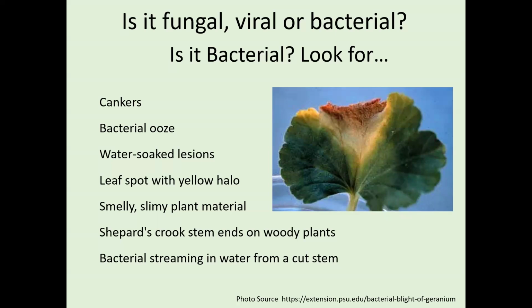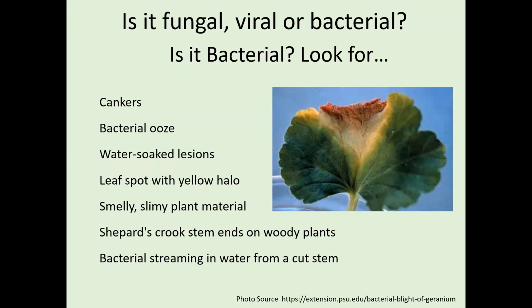Now, like in our apple trees that are prone to fire blight, that shepherd's crook where the tips of the twigs actually bend to look like a shepherd's crook, or they may look blackened and burned, that is also a sign of bacterial in woody plants.